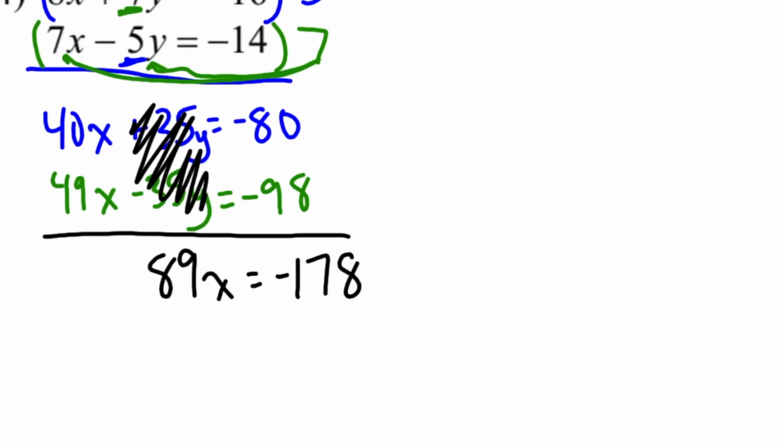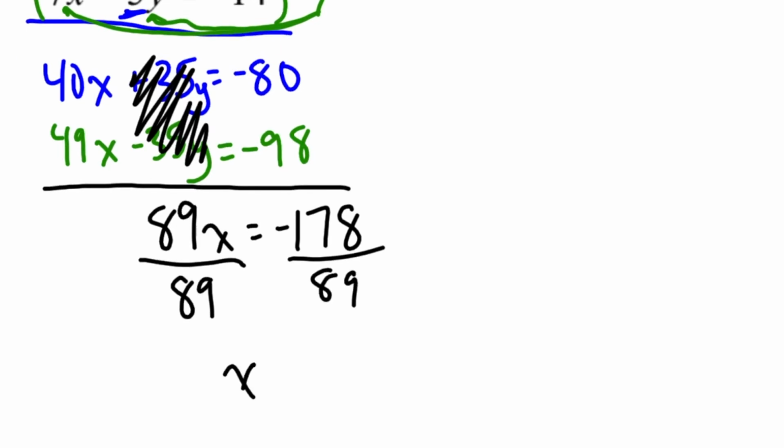And again, use your calculator here, okay? You're allowed to use your calculator on the whole thing, so use it. Make sure you're showing me what you're doing, but you still can use your calculator there. The last step, we will divide by 89, and we get that x is equal to negative 2.